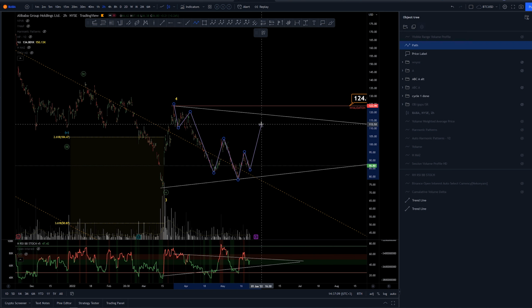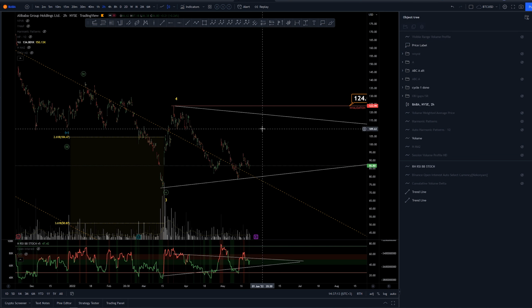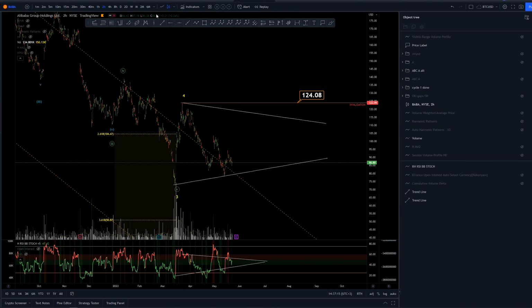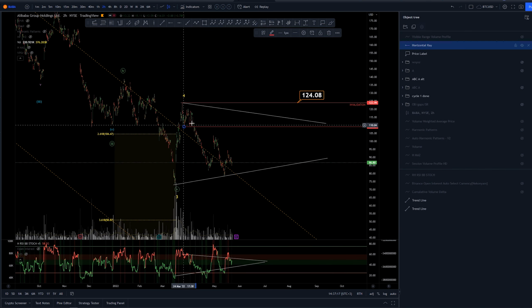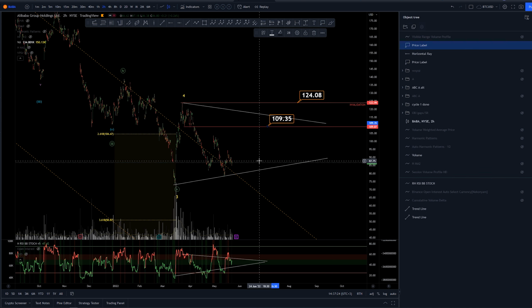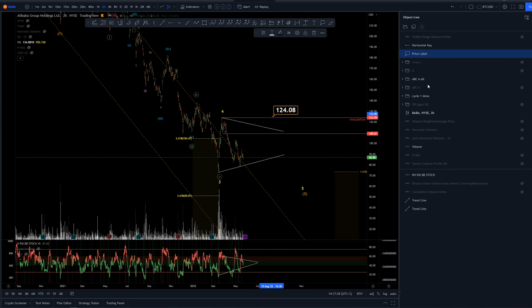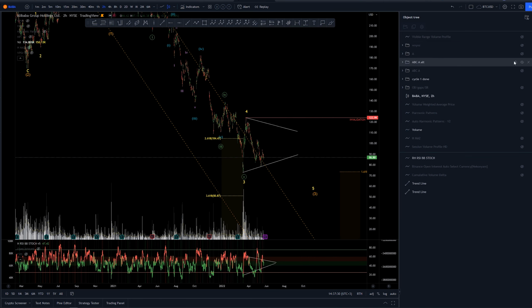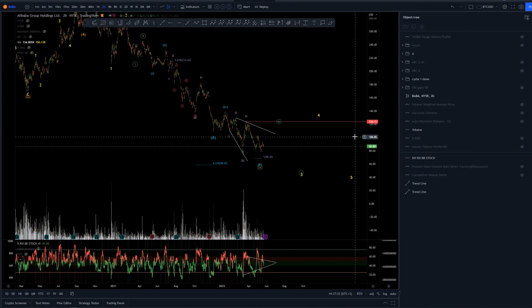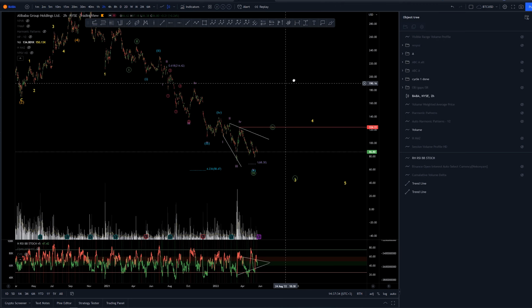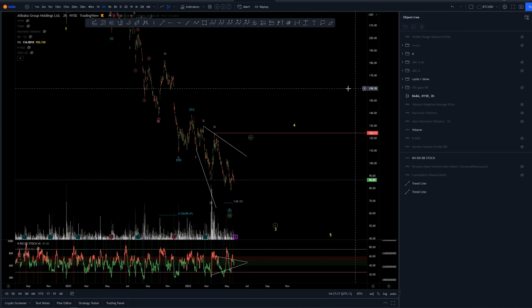And then we have a 3-wave pullback, and then we have most likely another short position possibility around these areas where we had the previous support before breaking down. This is around $109. Then there's one more count. Again, this was presented last time as well. This is still in play.